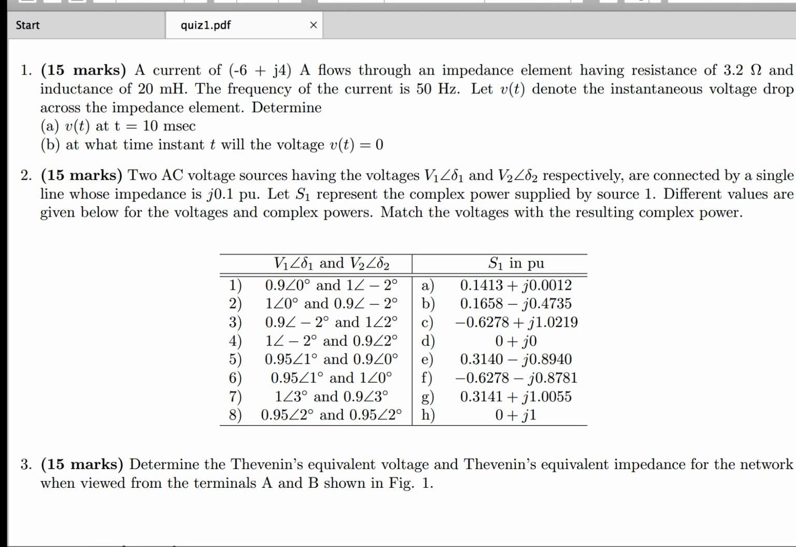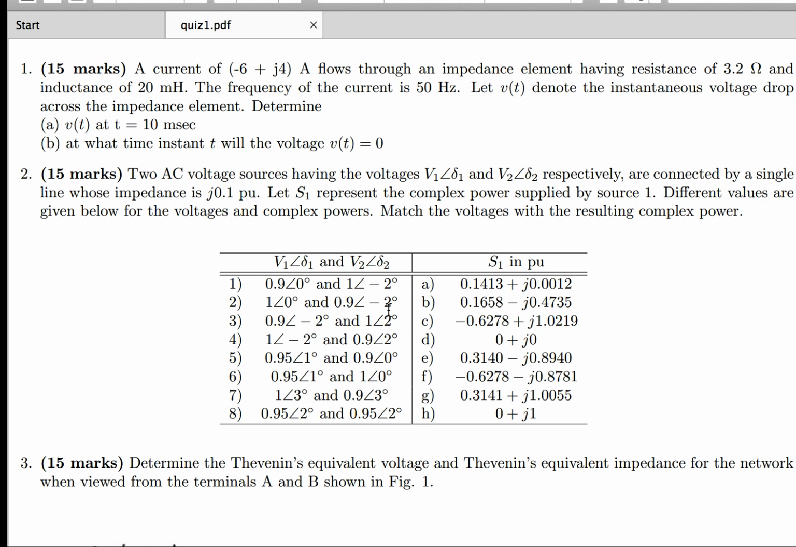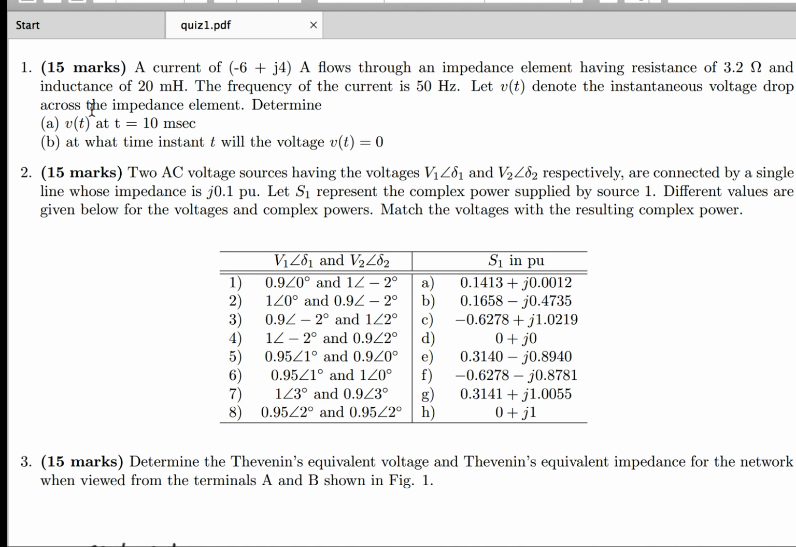So, hello everyone. I am going to solve the quiz which I recently conducted. So, this is quiz one, and there are some questions in that quiz which we are going to see today. On the screen, you can see the first question.